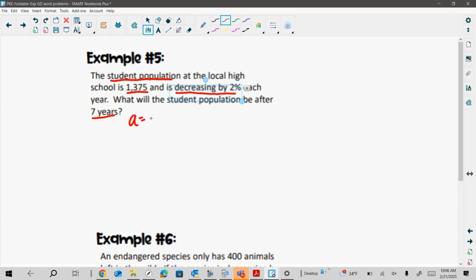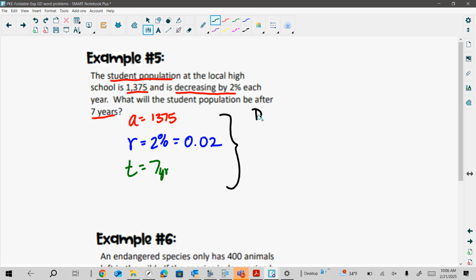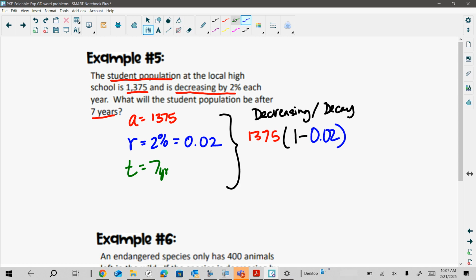So our initial amount is the 1375. The rate is 2%, which is 0.02. And our time is 7 years. So because we're doing decay, because it's decreasing, that is the decay part. So when I plug it in, my 1375 is going to be parentheses 1 minus my 0.02 to the power of 7.